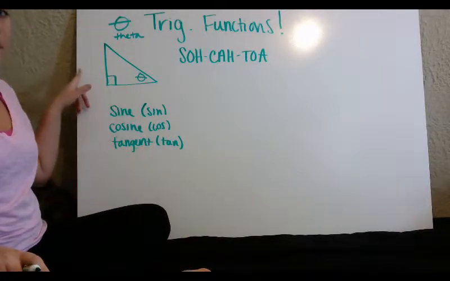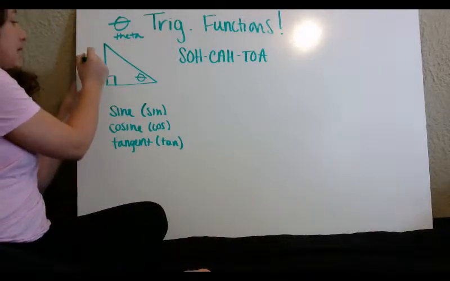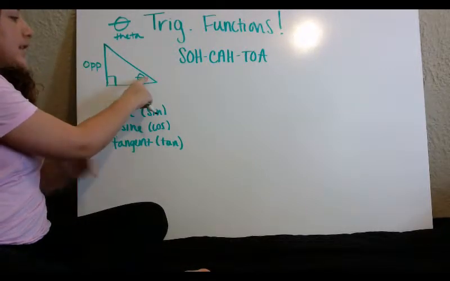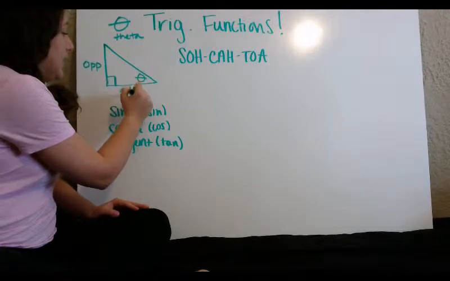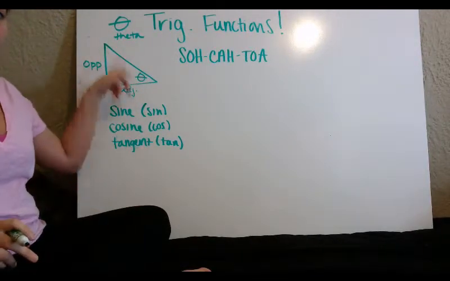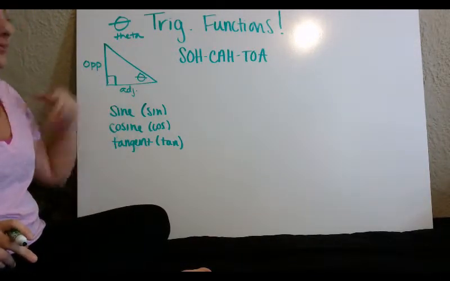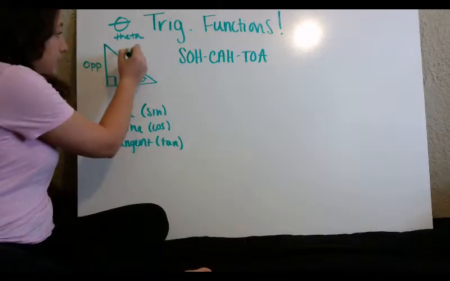So the side across from theta is going to be the side opposite. The side next to theta is going to be the side adjacent. And then across from the right angle right here, always going to be the hypotenuse.